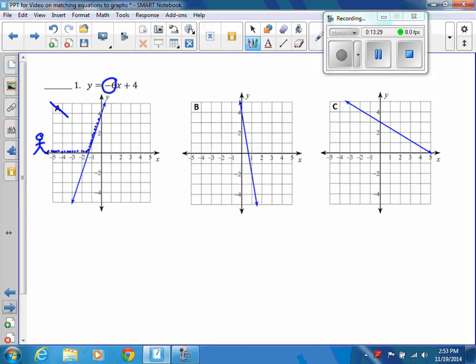We can tell A is out, so that one's gone. All right, so we know that B or C are both negative. Now we're also looking, though, for that y-intercept. Here's my y-intercept. Remember, y equals mx plus b. So 4 is my y-intercept. Which one of the graphs has a y-intercept at 4? It's going to be this one right here. There's what intercepts at 4. This one on the right, see, where does that intercept?